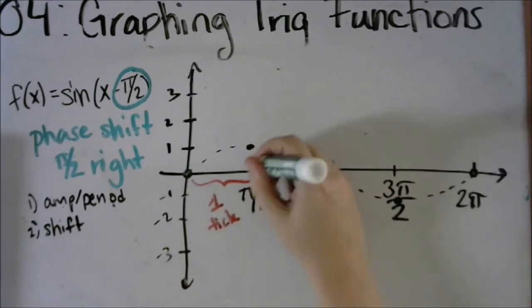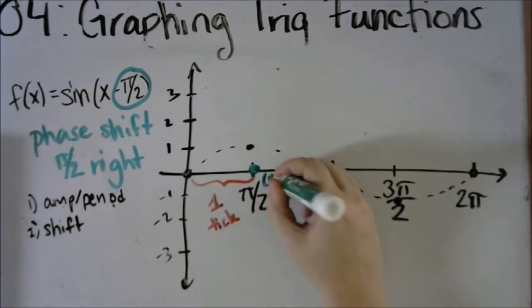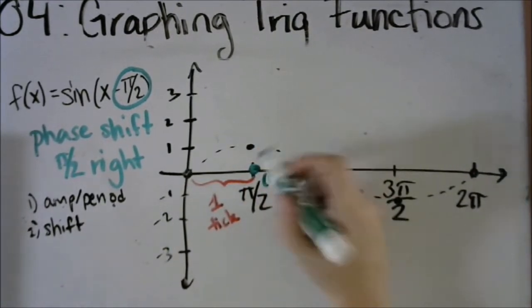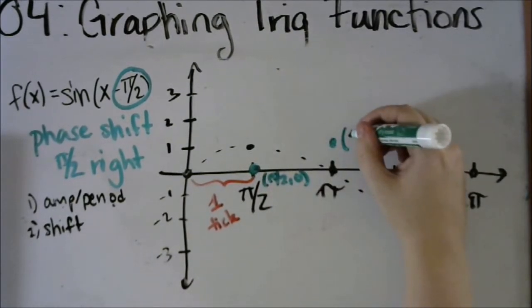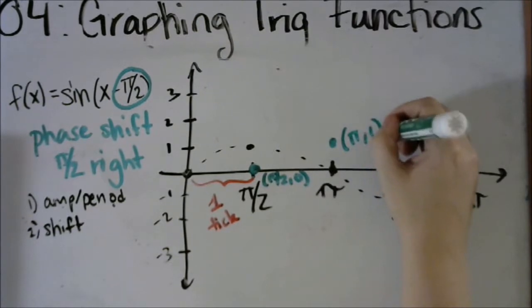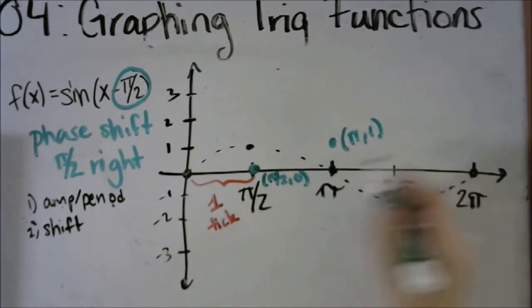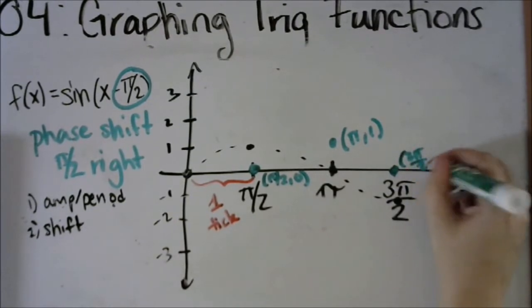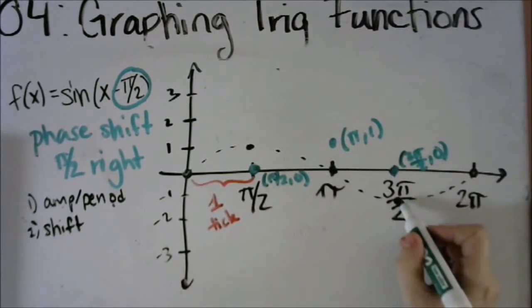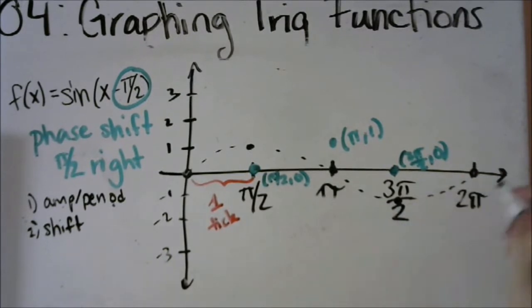From 0, 0, that gives me pi halves, 0. From pi halves comma 1, I get pi comma 1. From pi comma 0, I get 3 pi over 2 comma 0. And from 3 pi over 2 comma -1, I get 2 pi comma -1. Connect your new points in as continuous a curve as possible.